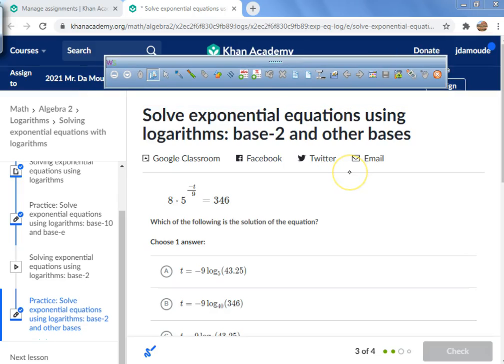All right, for all you lollygaggers who didn't make it to my class and have to watch the video to know what's going on, we're going to be solving exponential equations using logarithms with base 2 and other bases.